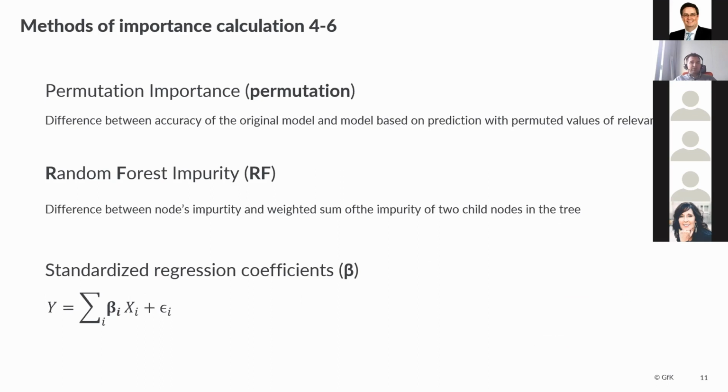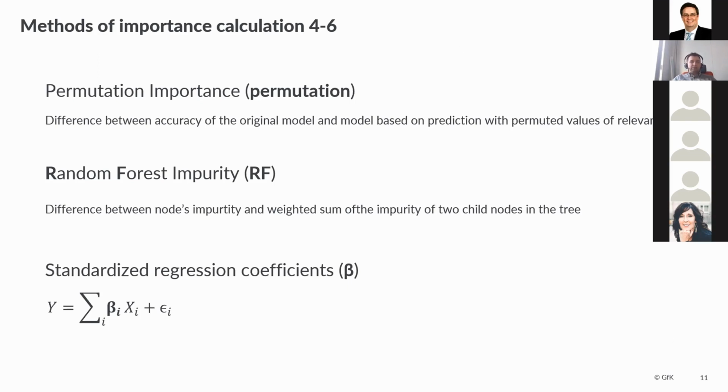The next method is permutation importance. It is one of the most popular model agnostic methods to calculate the importance. The idea behind the algorithm is very simple and uses the fact that any association between the feature and the outcome is broken by the permutation of the predictor's values. The importance is calculated as the difference between the accuracy of the original model and the model based on prediction with permuted values of the relevant predictor.